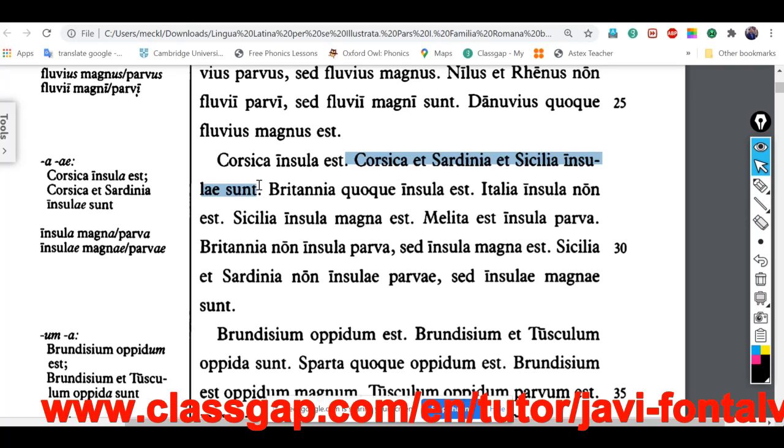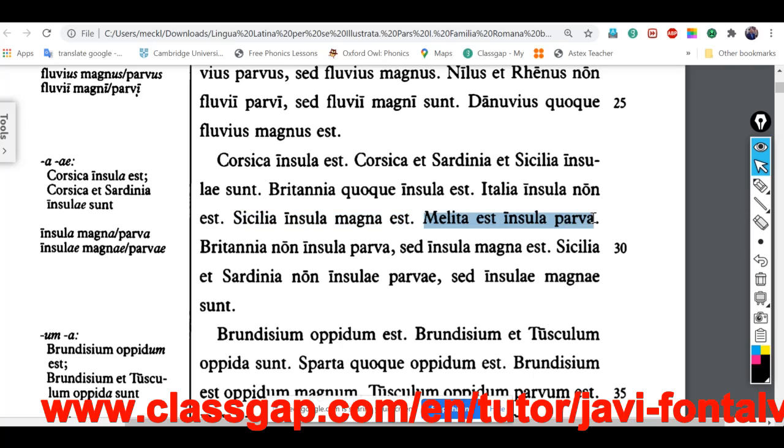So Corsica is Sardinia, another Italian island. Corsica et Sardinia et Sicilia insulae sunt. So Corsica and Sardinia and Sicily are islands, plural. Insula, insulae. Notice this, okay? Britannia quoque insula est. Britain is also an island. Italia insula non est. Italy is not an island. Sicilia insula magna est. Sicily is a large island.